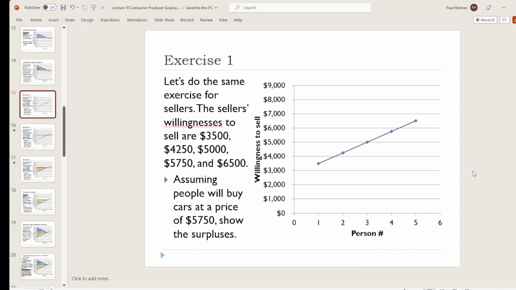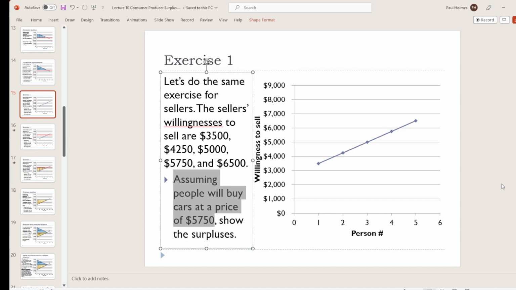Okay, so how are we going to do this? We've got the sellers' willingness to sell listed right here, and I've got them plotted on the graph. This first guy here is the 3,500, second one the 4,250, and so on. If we assume there's a whole bunch of identical cars available at 5,750, how can we show these surpluses? So go ahead and have a go at it if you'd like, and then I will show you guys how to do it.